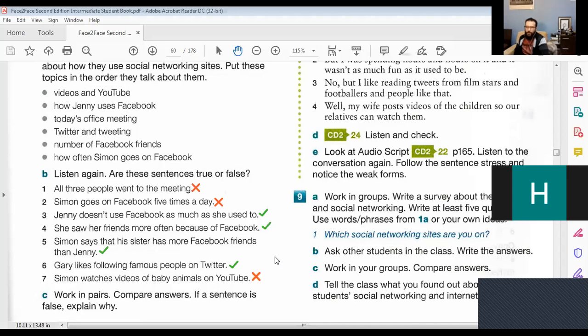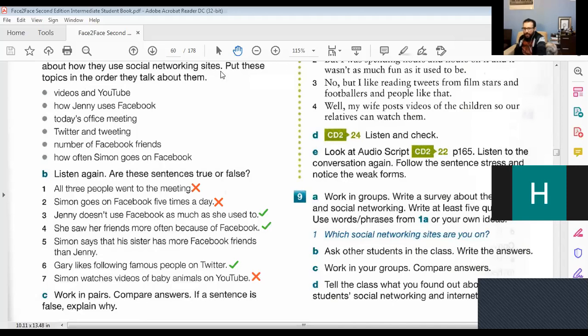Number 5, his sister. I think it's his sister's rabbit. Actually, I don't remember hearing sister's rabbit, but they talked about friends and mentioned the rabbit. About 200. They mentioned his sister's pet rabbit because it has a page with more than 200 friends. So it's wrong. Yes, it's technically wrong, because it's about his sister's rabbit, not his sister.